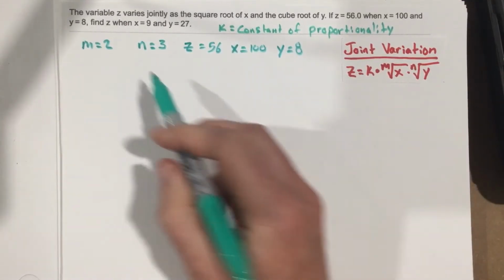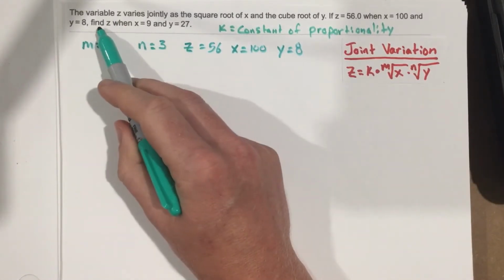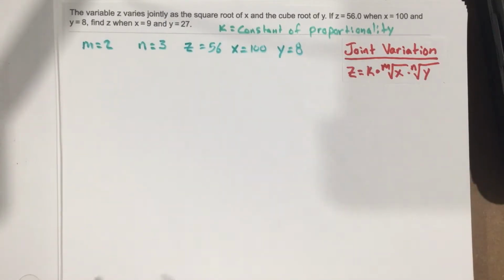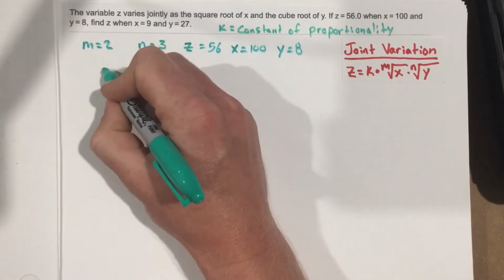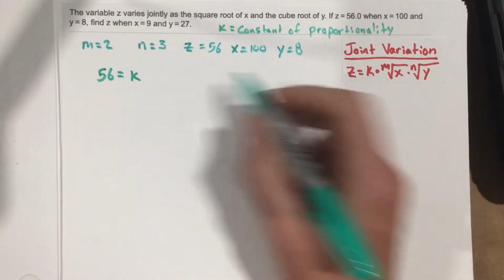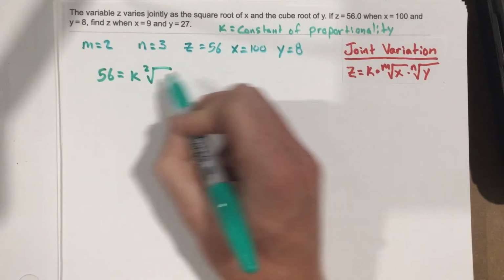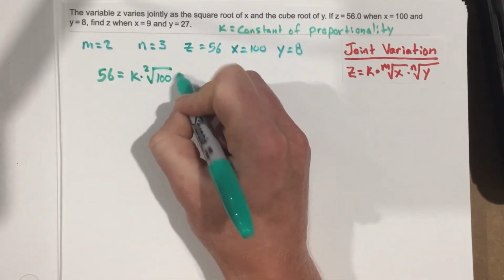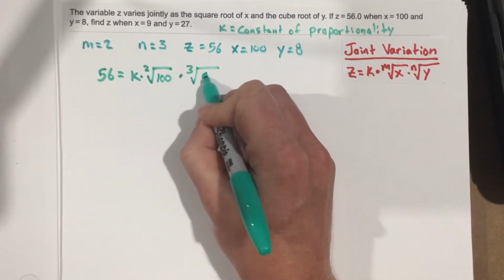So we're going to plug all these numbers in and find k, and when we find k, they want us to use that to find z when we change our x and y values. Okay, so let's do that. We're going to say z, which is 56, equals k times the square root of x, which is 100, times the cube root of y, which is 8.